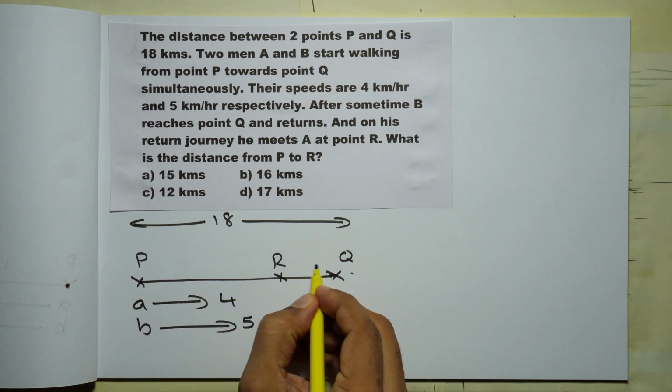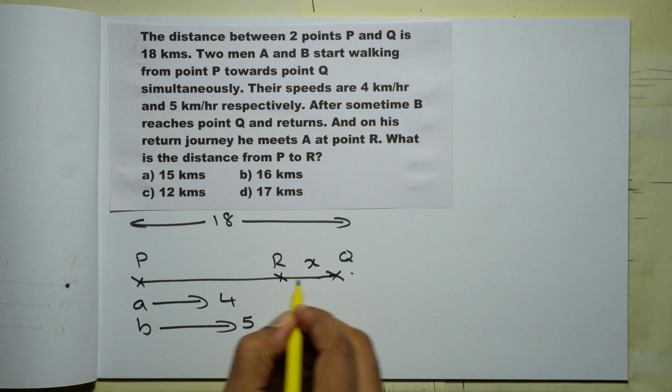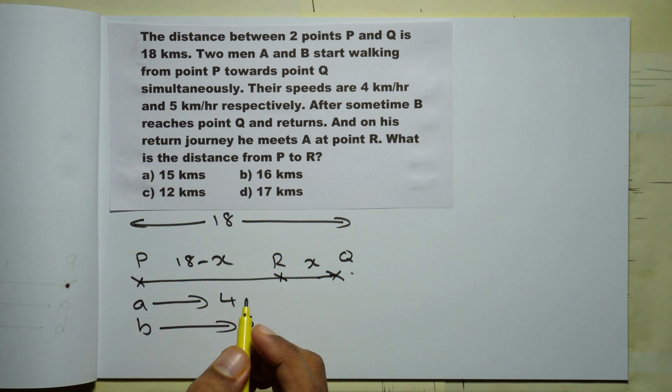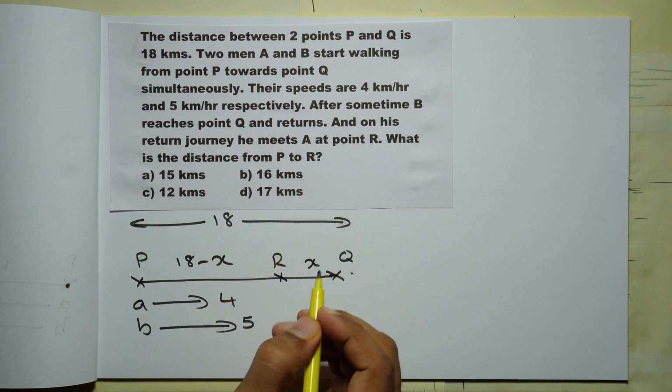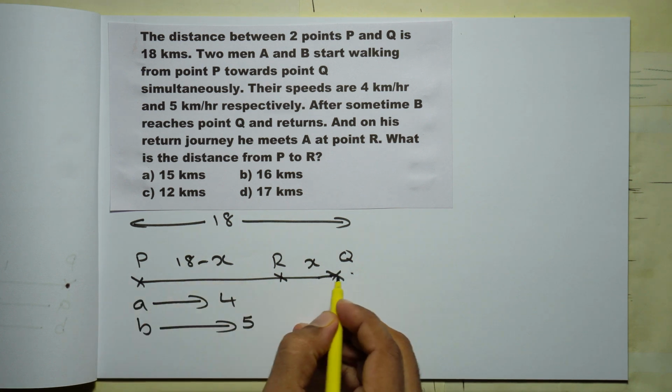Now what we will do is, this distance from R to Q, we'll just take it as x. Now if this is x, then the remaining distance will be 18 minus x. Altogether it should add up to 18. So if you assume this is x, x plus 18 minus x will add up to 18.